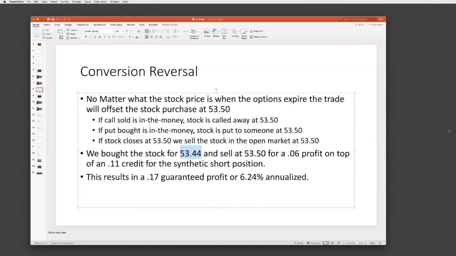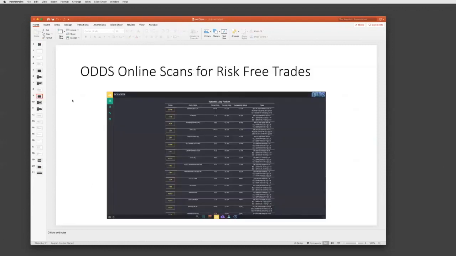Okay. Now that's the example on the risk-free trade when we're synthetically short and we buy the stock. Synthetic short and buying the stock. Now let's look at the other side. This is a synthetic long position. And I want you to notice something here.